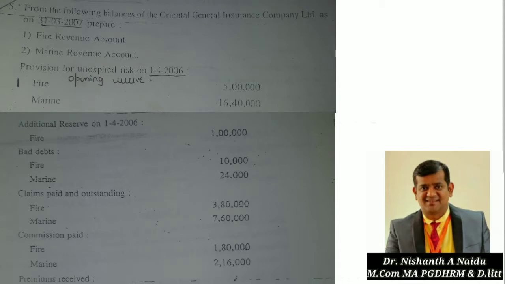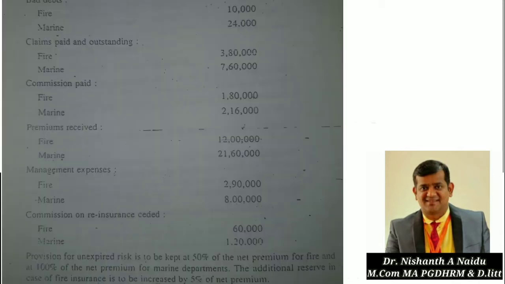So after that, additional reserves on 1/4/2006 rupees 1 lakh, bad debts fire 10,000, marine 24,000, and claims paid and outstanding, that is fire 3,80,000, marine 7,60,000. Next we have commission paid fire 1,80,000 rupees, and marine we have 2,16,000 rupees. Next we do have premium received.